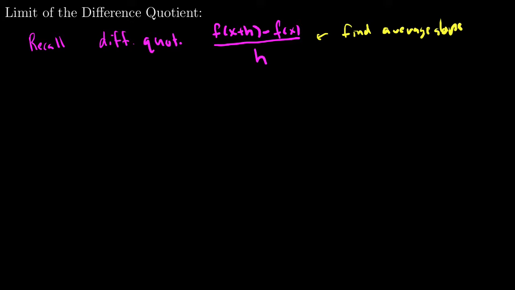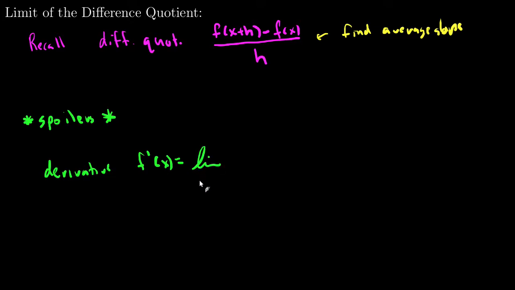Now, looking a little bit ahead, what we're going to eventually get to is something called the derivative. So I'm going to put in a little spoiler. The derivative f prime of x will equal the limit as h goes to 0 of this difference quotient.